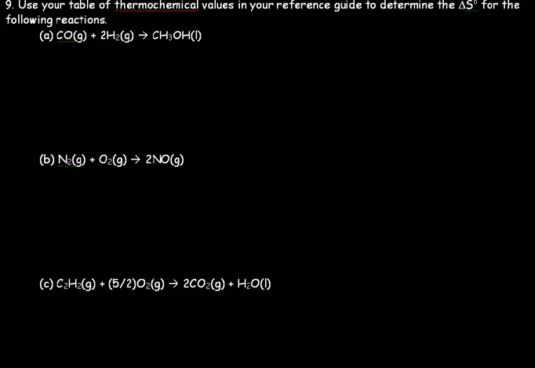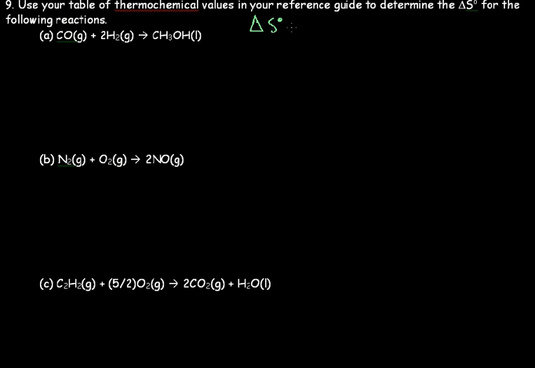All right, these three problems are just using the formula to solve for delta S, change in entropy, change in randomness, and those numbers come right from your reference guide. This is done using the same formula as we did for delta H, the only difference is which column you're looking under.